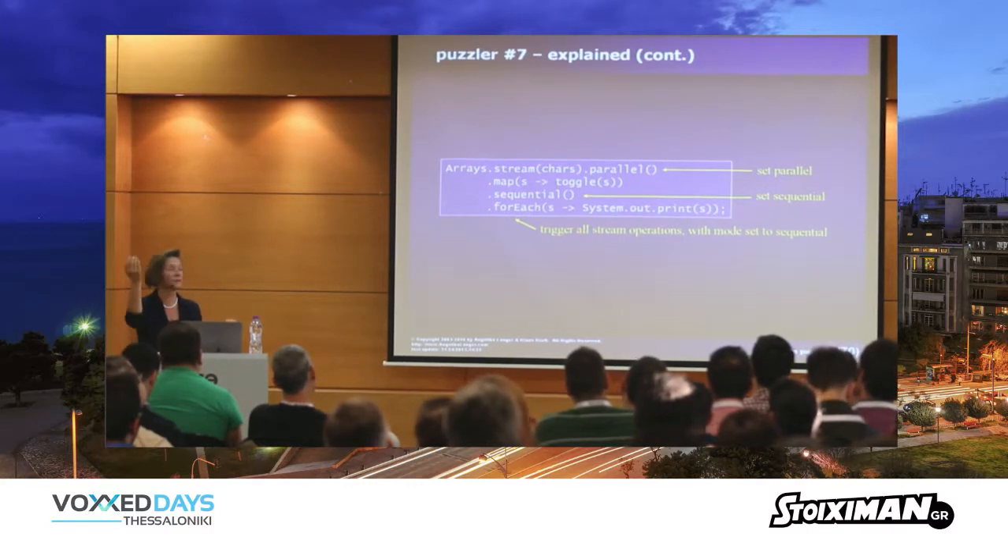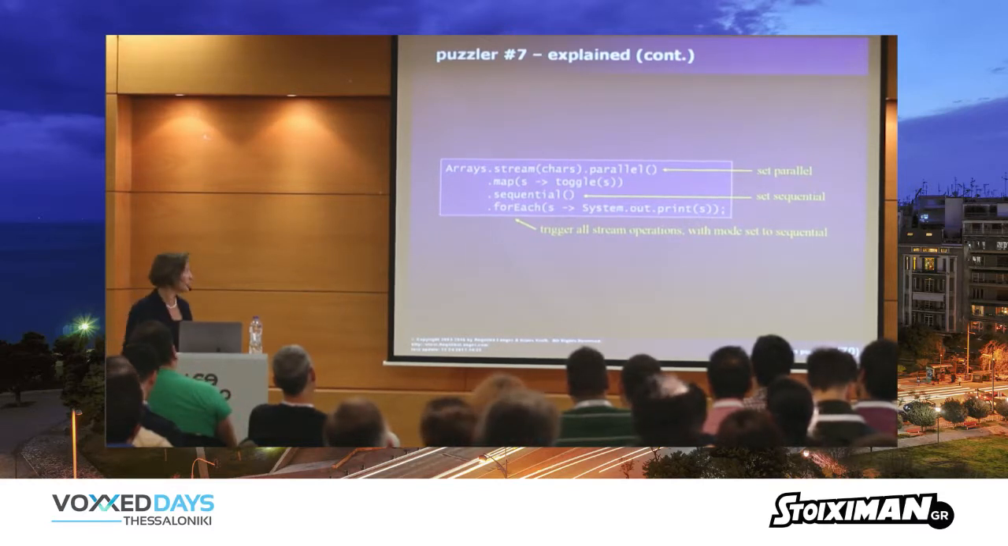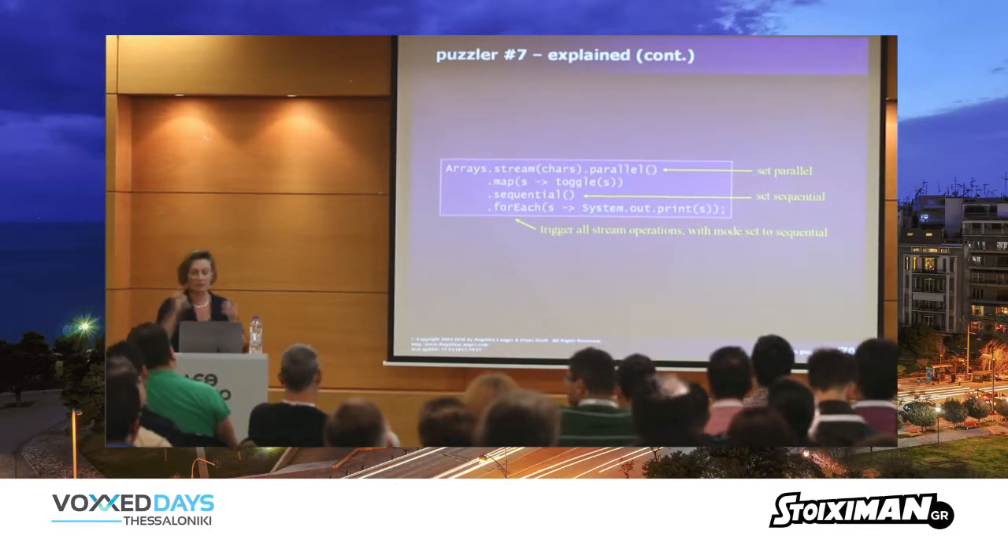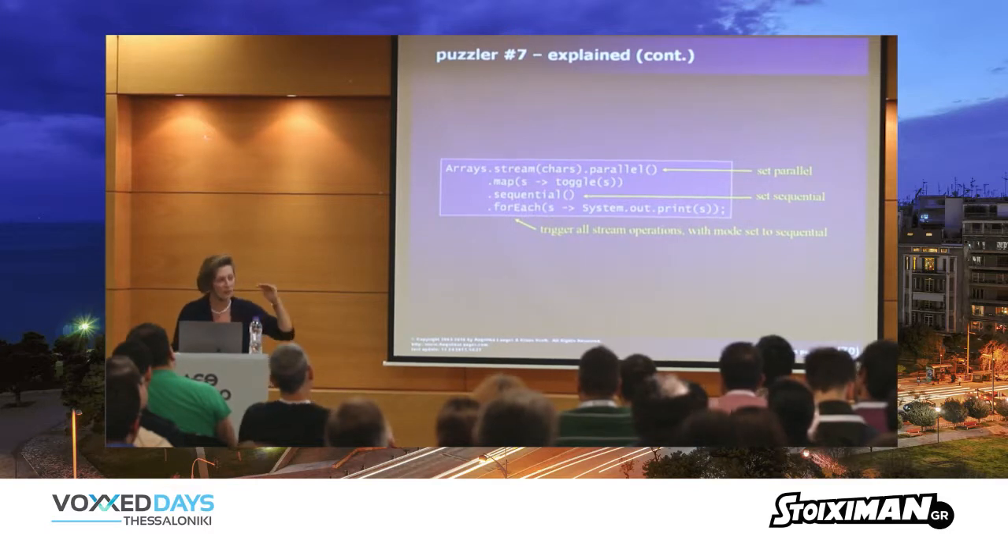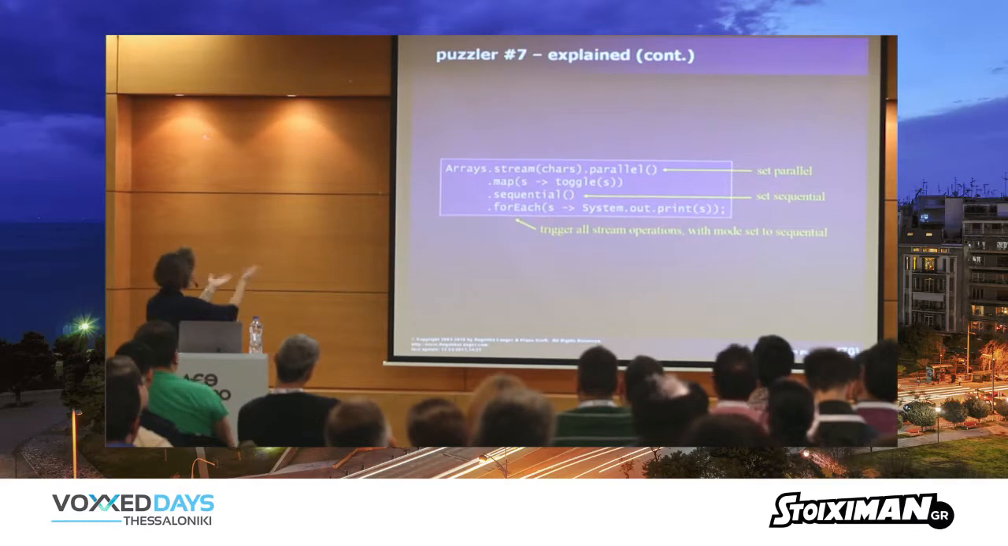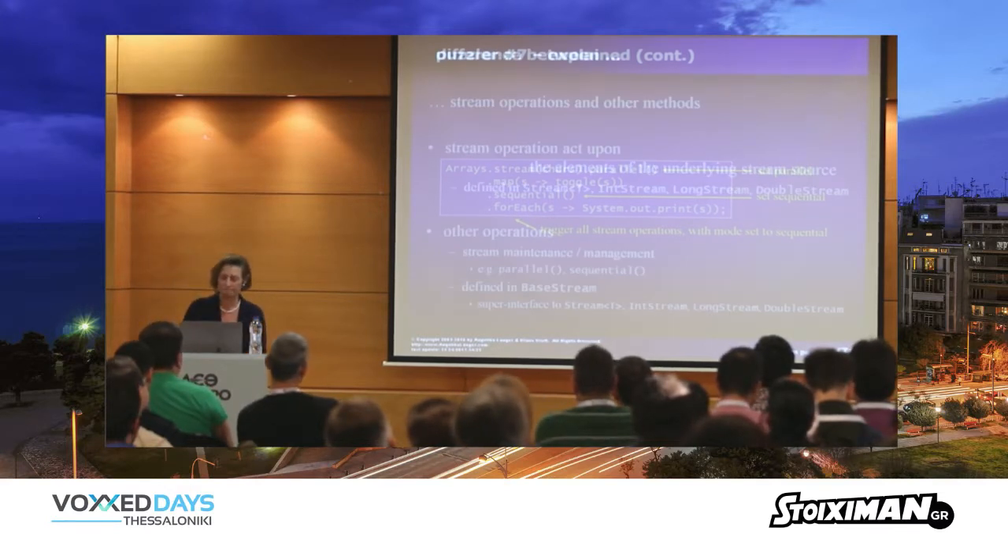Yeah, so if I flip it back and forth, the only thing that has an effect on the overall execution of the pipeline is the setting of the flag as soon as we enter the terminal operation. So basically I can say parallel and sequential as often as I like. The only thing that counts is the setting at the point in time when we hit the terminal operation. So everything is done sequentially here, even the mapping, as we've seen.